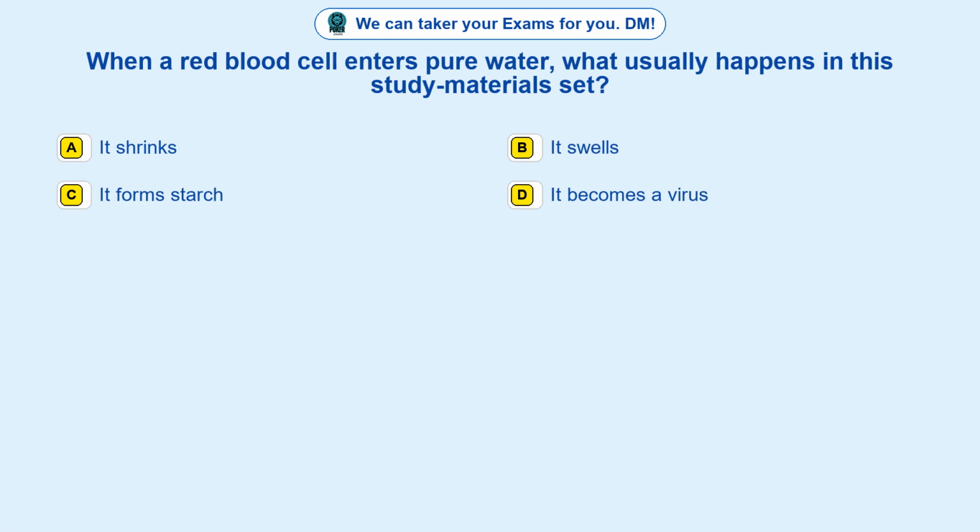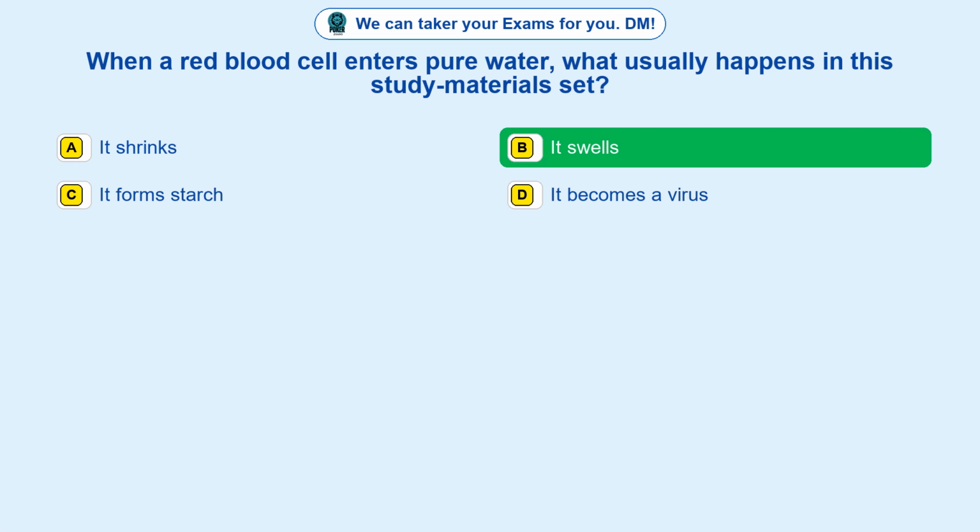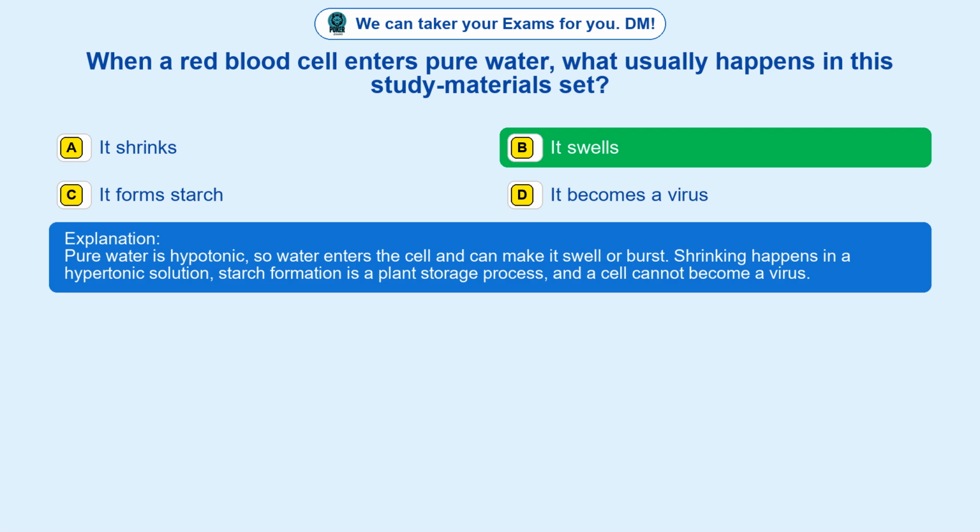Question 8. When a red blood cell enters pure water, what usually happens in this study materials set? Option A, it shrinks. Option B, it swells. Option C, it forms starch. Option D, it becomes a virus. The correct answer is option B. It swells. Pure water is hypotonic, so water enters the cell and can make it swell or burst.